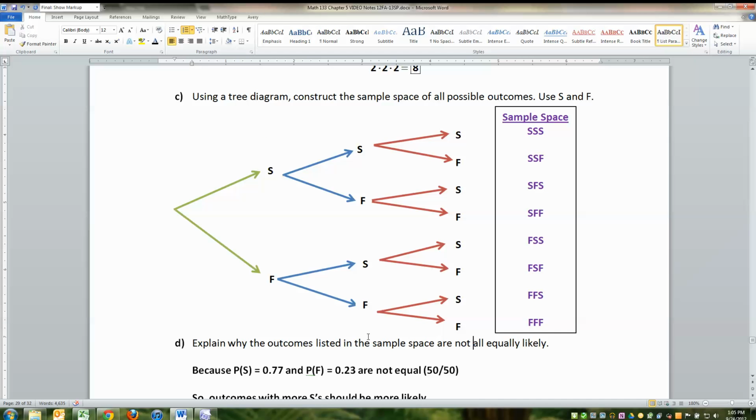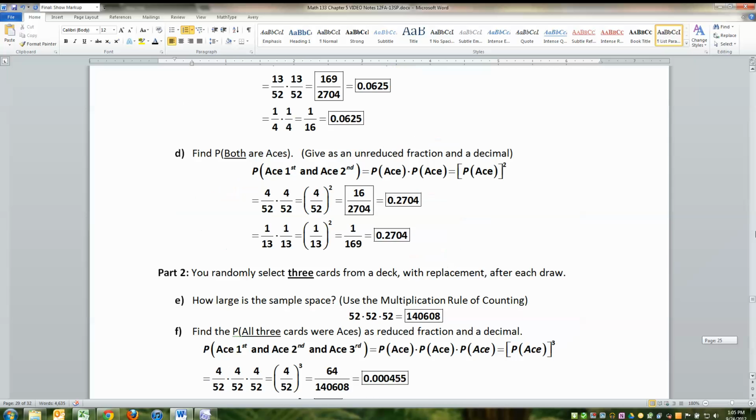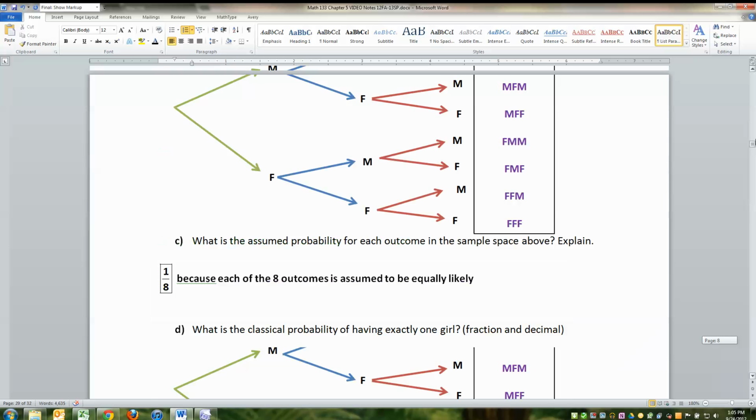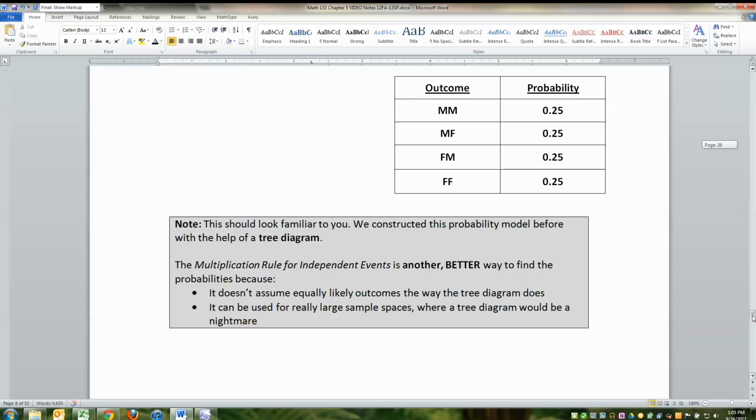All right, explain why the outcomes listed in the sample space are not all equally likely, because they're not. And it's because the probability of success is 77% and the probability of failure is 23%. They're not equal. They're not 50-50. Back when we were first learning tree diagrams, way back here, we already did this tree diagram before. And in that one, everything was equally likely because male and female were assumed to be 50-50 shot. But down here, we're not assuming that.